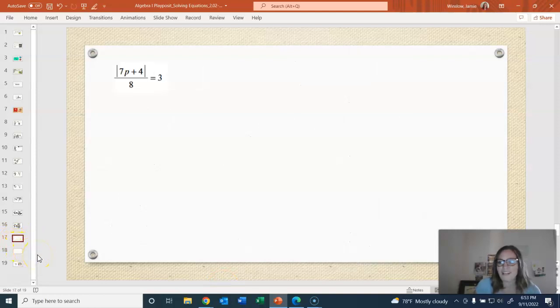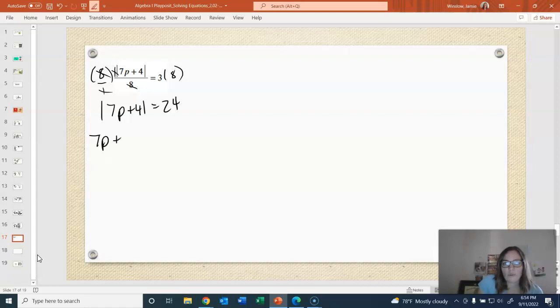All right, another one. Step 1 is to get the absolute value bars by itself first. So this is divided by 8. We can multiply by 8. Or you can think of it as 1 over 8 and multiply by 8 over 1. Same thing. These divide out. So we get 7p plus 4 equals 24. Now that you have it by itself, we're going to have two equations, the positive one and the negative one. And we'll solve. And by now, you're probably feeling like an old pro, right? To get the p by itself, we'll subtract 4 first.